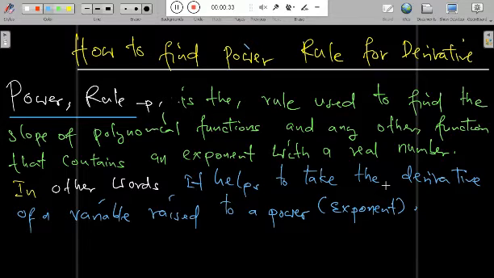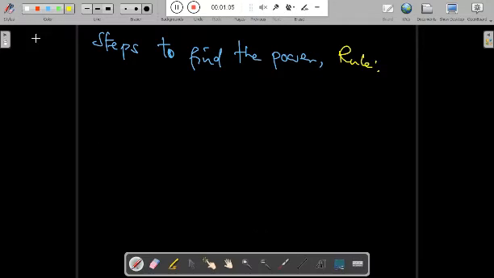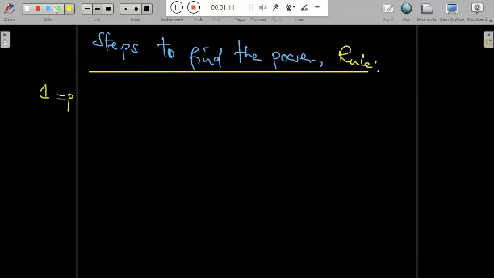Under the power rule, we look at how we can deal with exponential values in polynomial functions. We apply different derivative techniques so as to solve different problems by using the power rule. There are several steps involved in finding the power rule.